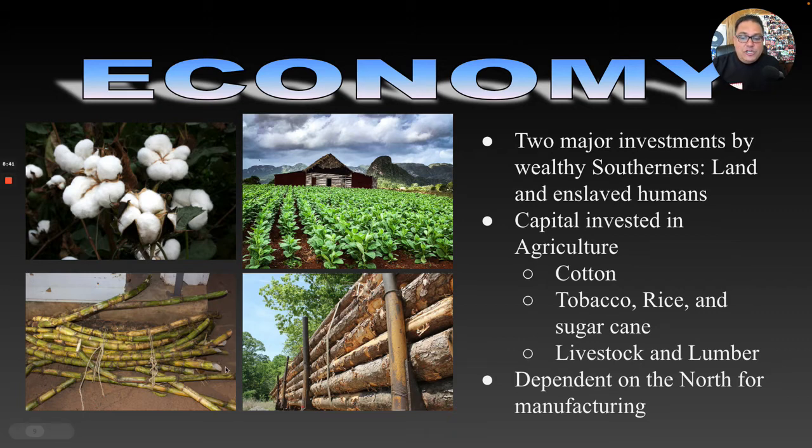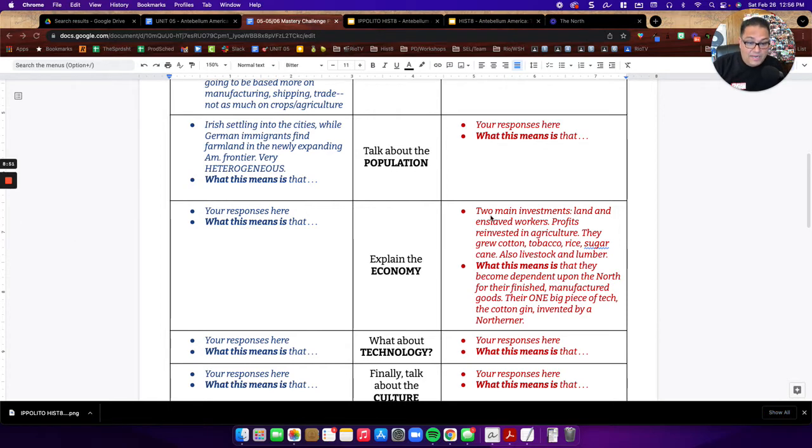But again, they just were creating the raw materials. They were growing the raw materials out of the ground, but they couldn't do anything with the raw materials. So if you think about the so what, again, looking right here, two main investments. This is all stuff we talked about. What this means is they become dependent upon the North for their finished manufactured goods.